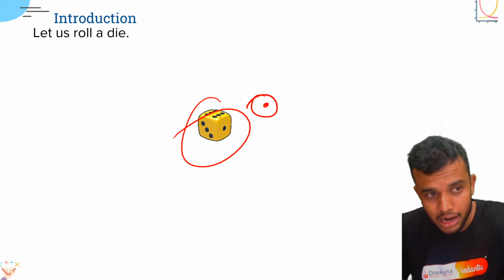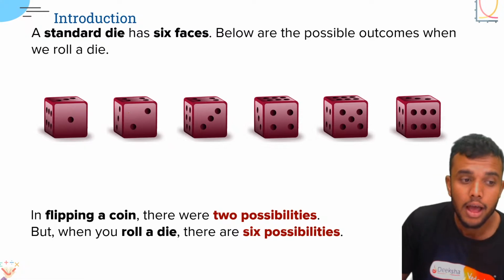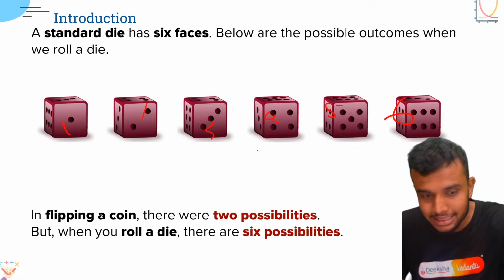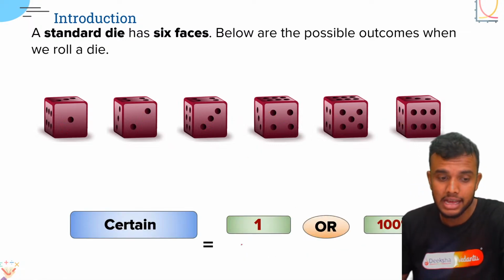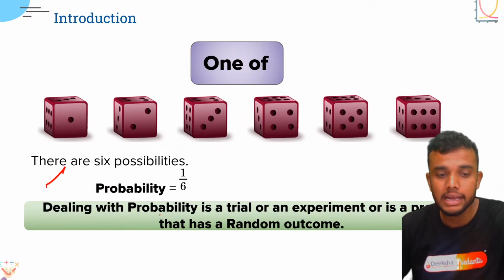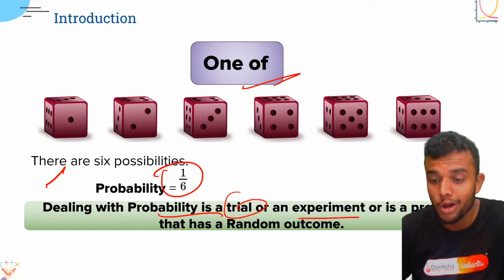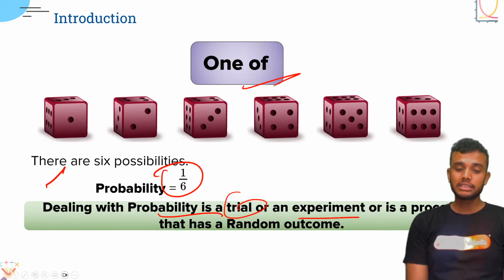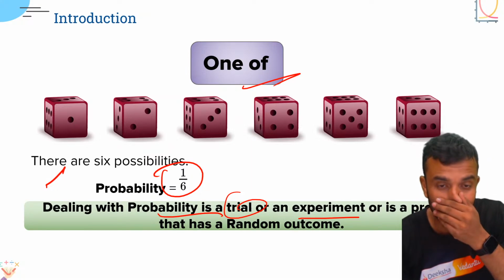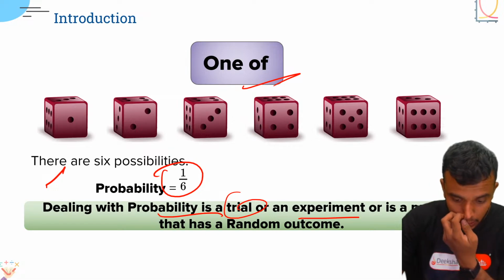In that game, we roll a die. What happens? A die has 6 faces: first, second, third, 4, 5, 6. Here there are totally 6 possibilities, and the total certainty is 1, equal to 100%. The probability of one face is 1 by 6. Probability deals with a trial or experiment, a process that gives a random outcome. This is called probability, okay students.